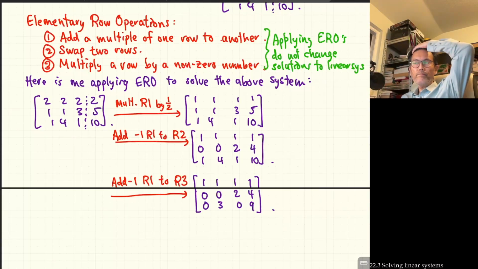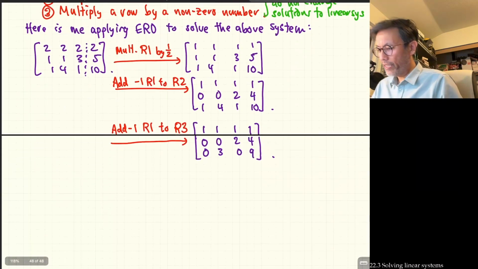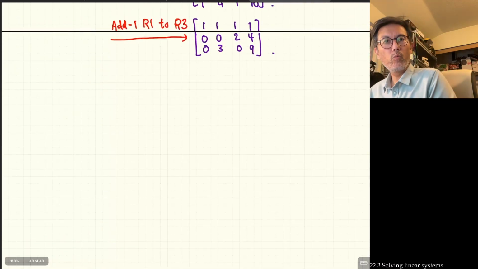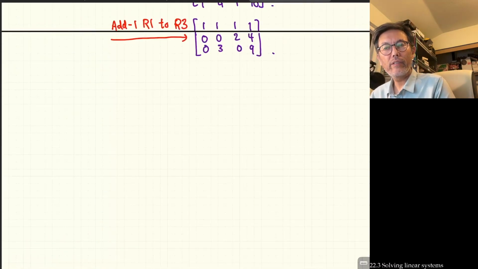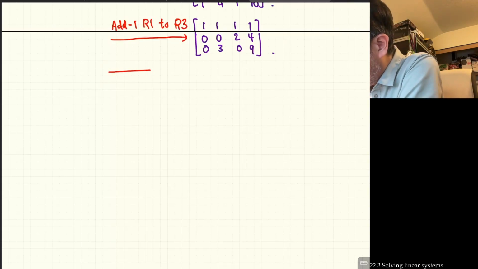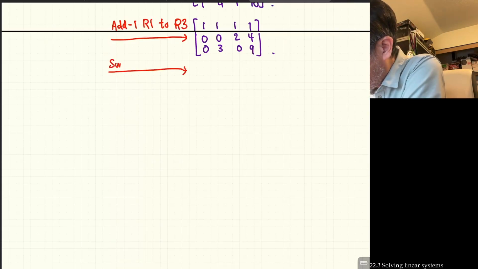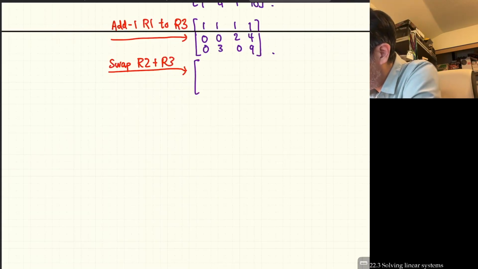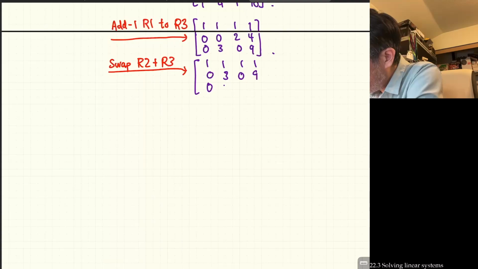Okay. Great, great, great. Next move I'm going to do is swap row 2 and row 3. This is another elementary row operation, and the effect of it is the following: 1, 1, 1, 1, 0, 3, 0, 9, 0, 0, 2, 4. Okay?